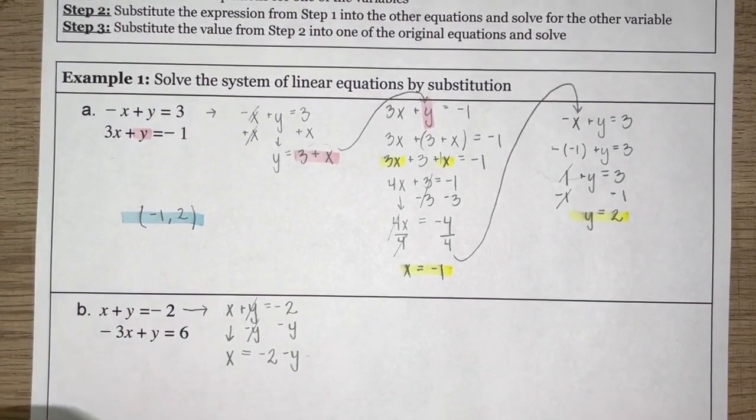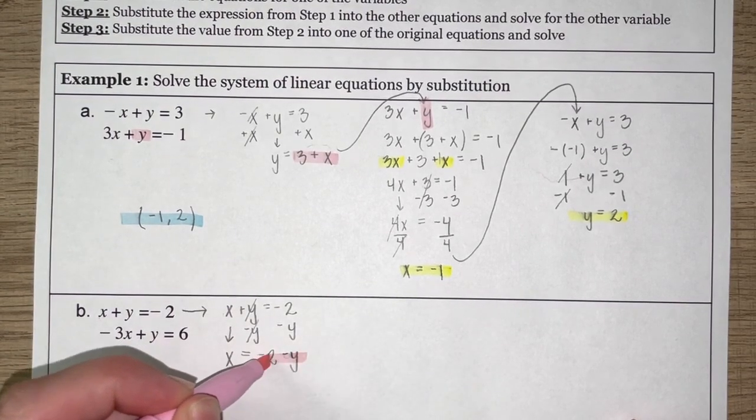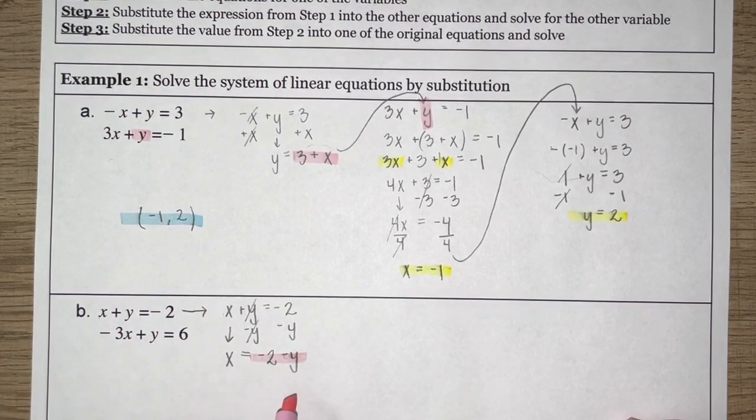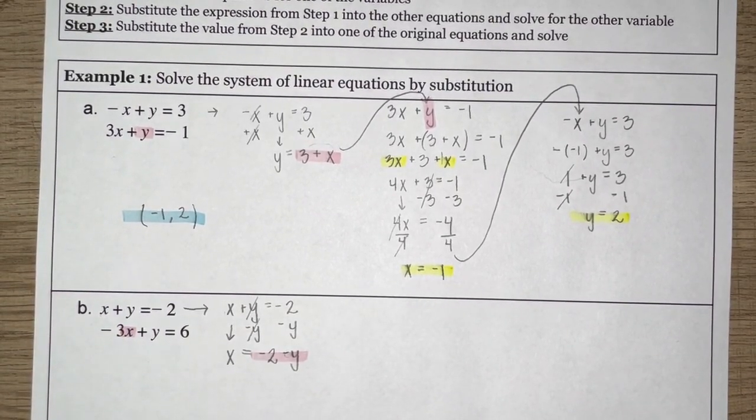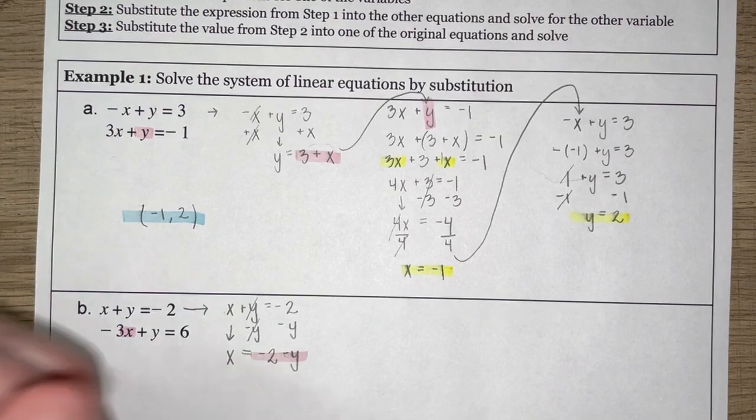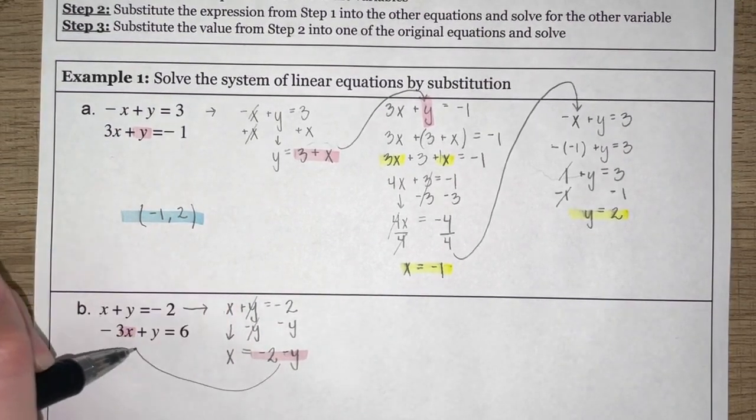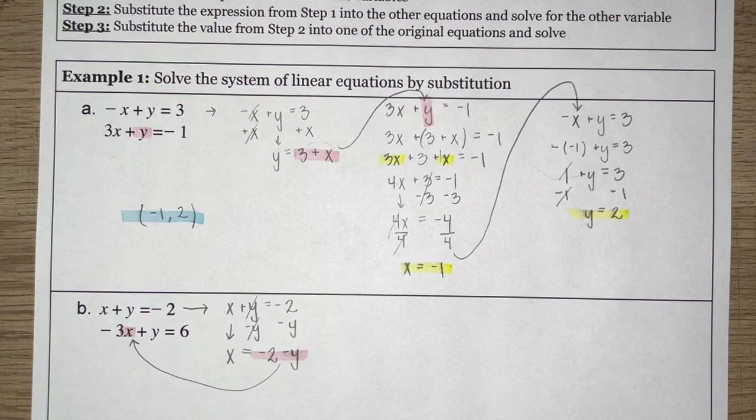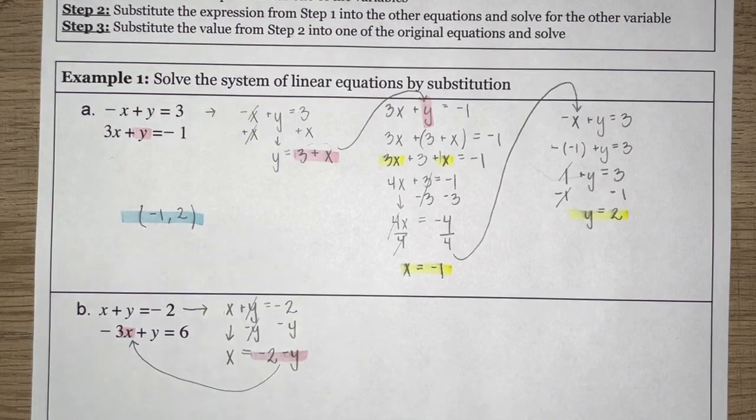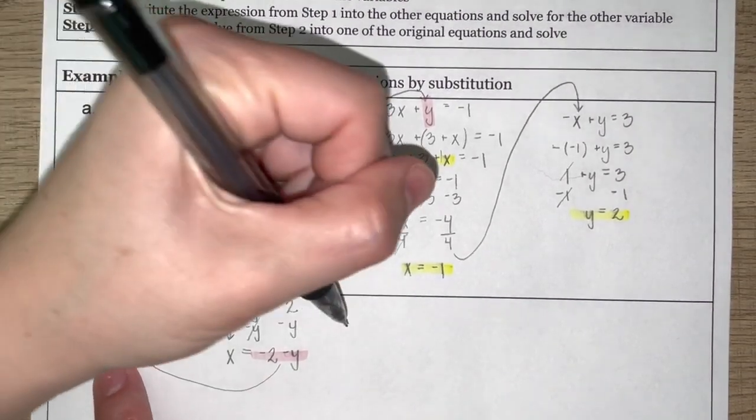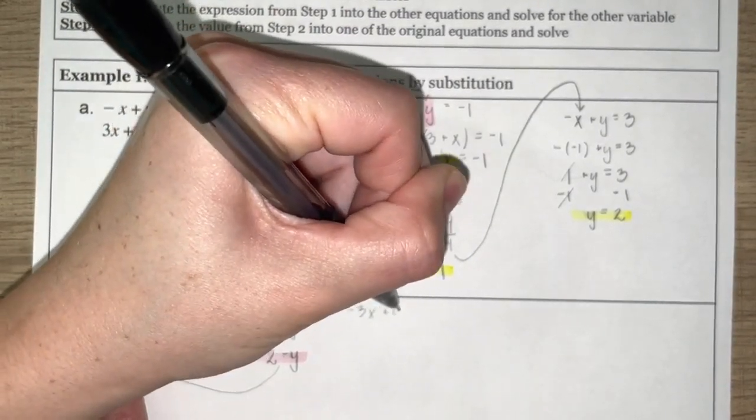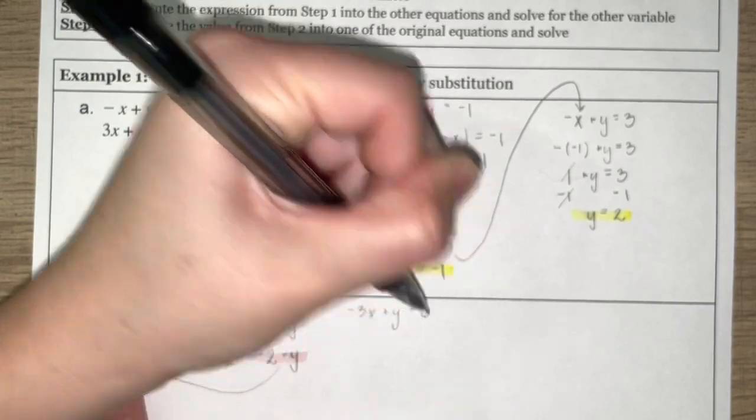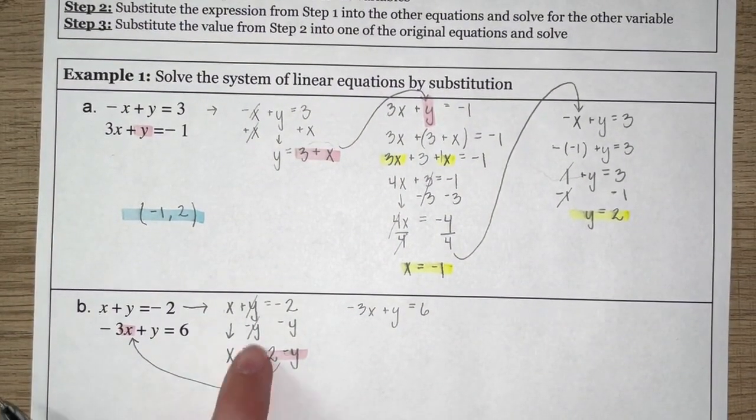So if I'm saying that x is equal to negative 2 minus y, I'm going to take that part of the equation, the negative 2 minus y, and substitute it into the other equation, the second equation, where x is. So we have to make sure that we're not substituting it back into the same one, but we're using the other equation here. So I'm going to rewrite the second equation, negative 3x plus y equals 6.